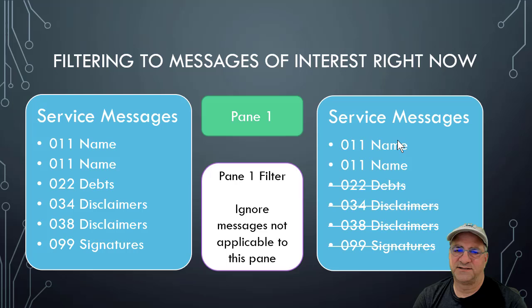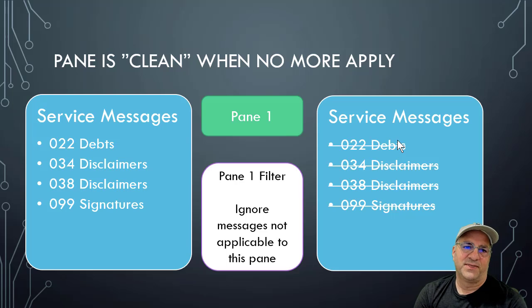We keep making changes, send the data, and get the data back, and it turns out none of the messages on pane 1 are still showing. The other messages were ignored, and we can advance to the next pane. So the pane is clean when none of its messages still apply. When we entered the right data on pane 1, all the messages filtered for pane 1 were cleared. We still end up with the same 4 additional messages, but because they're all filtered out, we advance to the next pane.